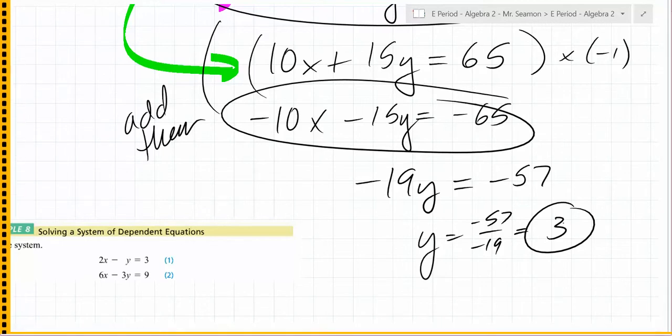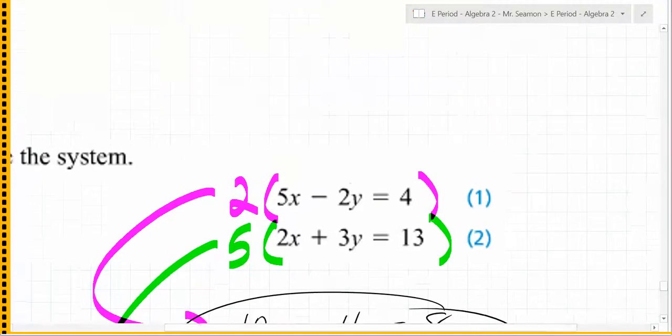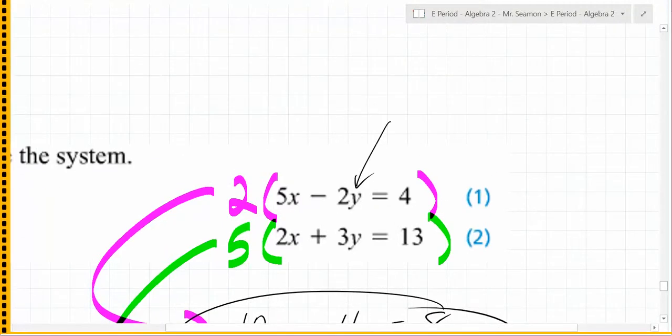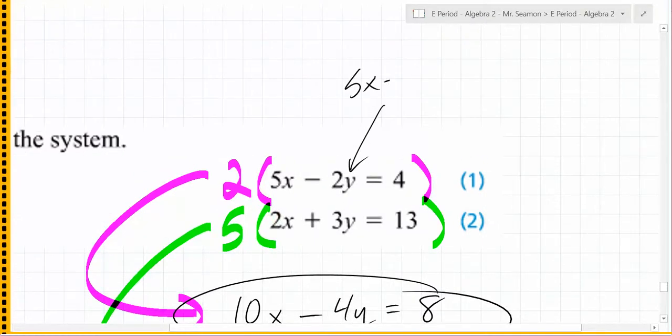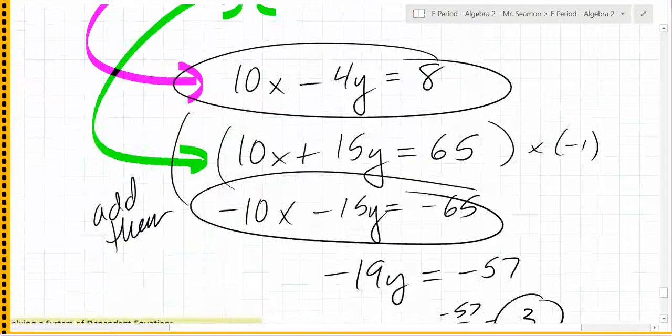Cool. So now that we have y equals 3, what do we do with it? This is important. You're going to do this a lot. Where do you plug it in? One of the first ones. Plug in 3. So 5x minus 6 is equal to 4. 5x equals 10. So what does x equal? 2. So our answer would be 2, 3.